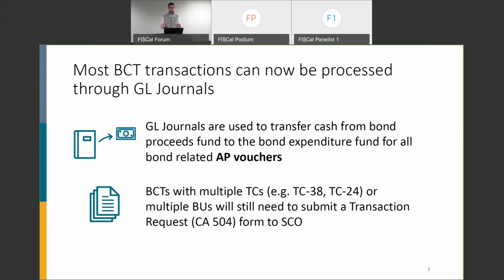This is for most BCTs related to AP vouchers, not all of them, because we do know that there are BCTs with multiple TCs. For example, if you have a TC38 and a TC24 in the same, or multiple BUs, you'll still need to do the paper form. That should be more of an exception. The majority of these bond cash transfers related to vouchers should happen in Fiscal.